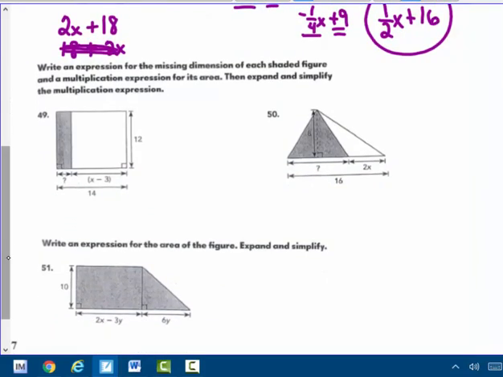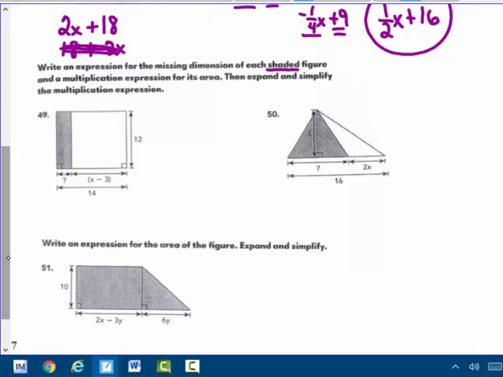The next part: write an expression for the missing dimension of each shaded figure. Okay, so the question marks here in number 49 and 50, and a multiplication expression for its area. Then expand and simplify that multiplication expression. Okay, so area is multiplication, and for the shaded area, I'm not using the entire figure. Well, it looks kind of like a square or a rectangle. We'll call it a rectangle.